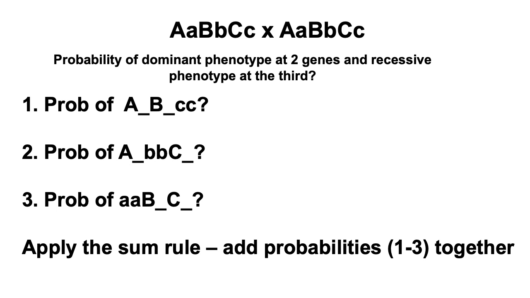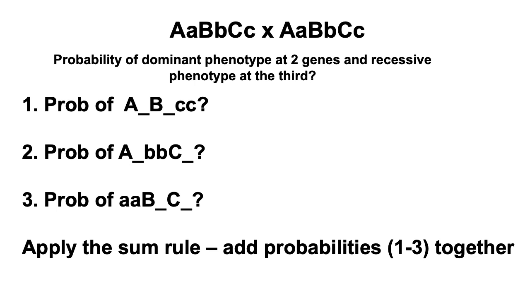So the first thing you have to think about is that there's more than one way to do that, right? You could have the dominant phenotype at A and B, but then recessive at C. You could have dominant at A and C, recessive at B, etc. So there's more than one way of fulfilling this question. And so take some time to figure out what is the probability of each of these by using the product rule. What is the probability of getting the dominant phenotype at A, the dominant phenotype at B, and the recessive phenotype at C? And use the product rule to come up with each of these probabilities.